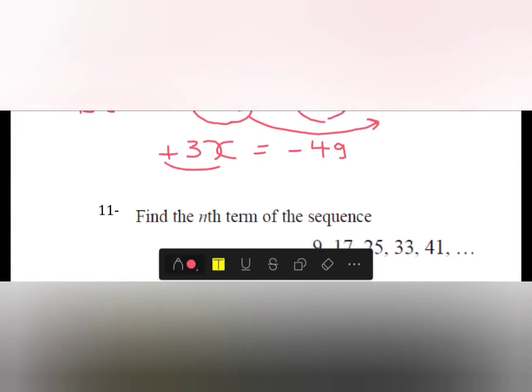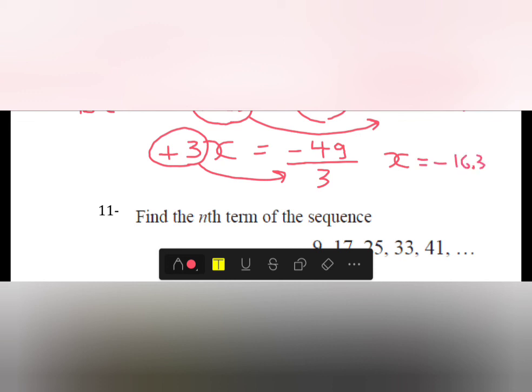Here we have 3 multiplied by x. So when I take it to the other side, it's going to be divide. So I'm going to take the 3 to the other side here. So it's going to be divide 3. So x will be negative 49 divide 3. So I'm going to divide them by each other. 49 divide 3 equals 16.3. So x equals negative 16.3. And this is the value of x after working out everything.